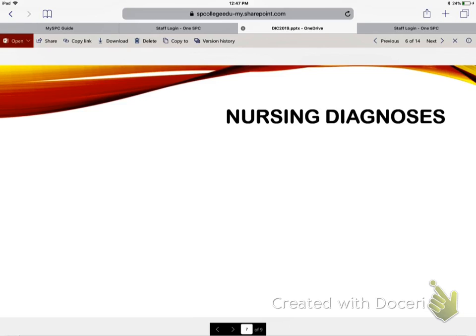Acute pain related to bleeding into the tissues and diagnostic procedures. Decreased cardiac output because you're going to have fluid volume deficit. And anxiety related to the unknown, the disease process, fear of dying, like you name it. But those are the ones listed in the book.